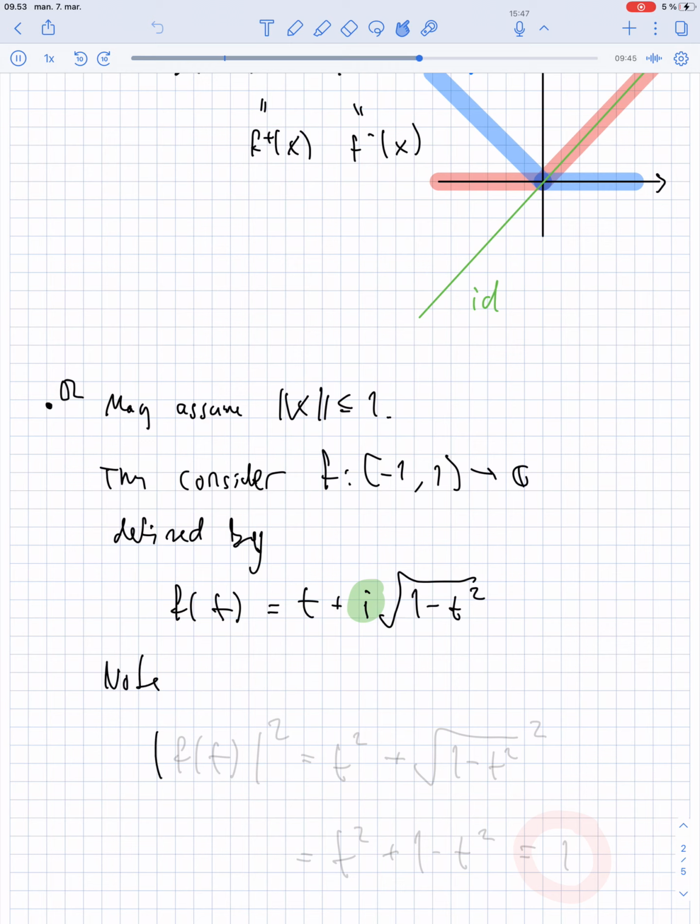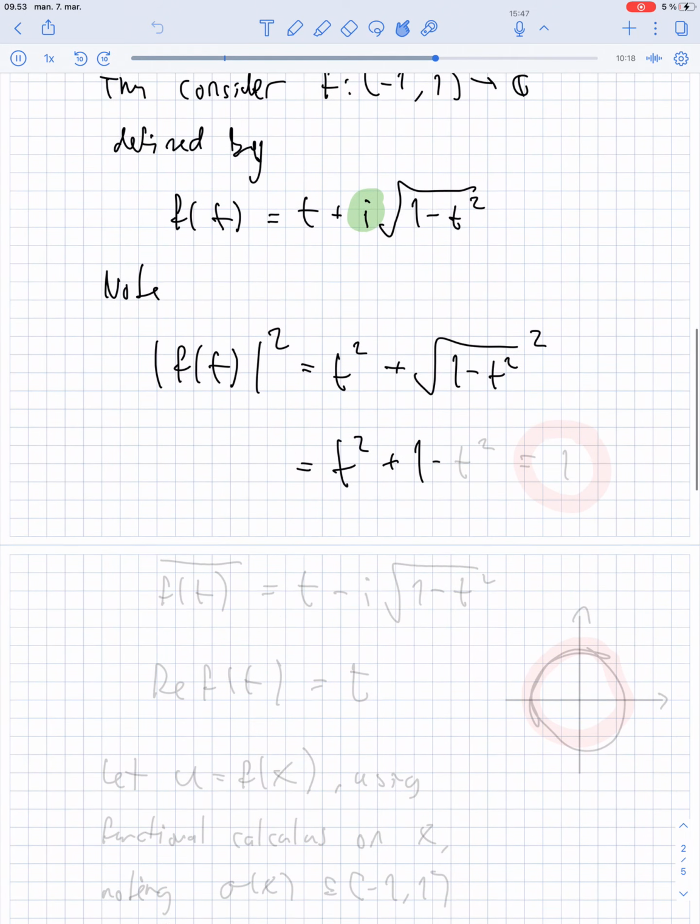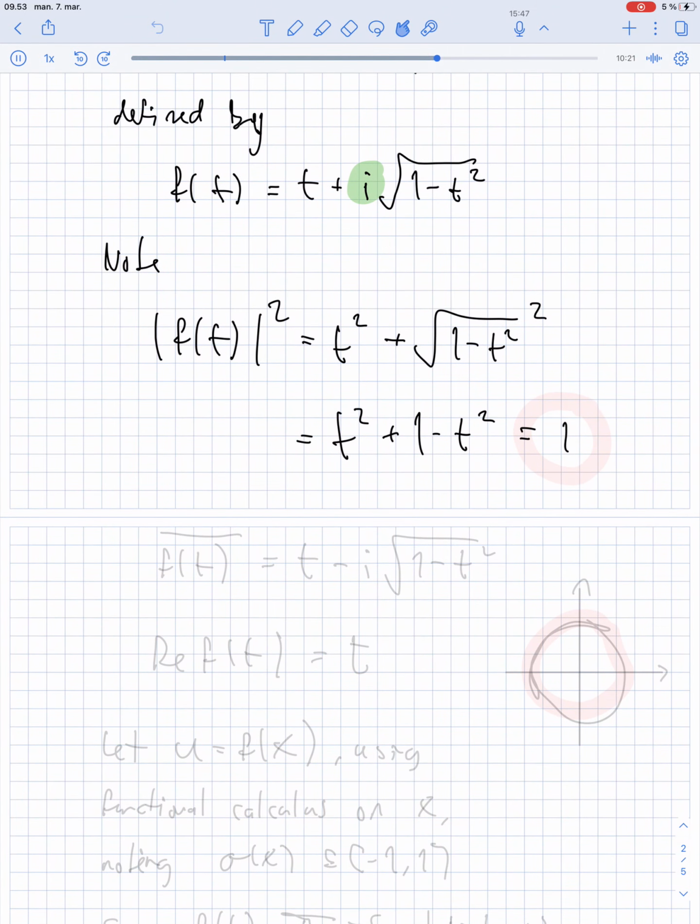Then let's note that the absolute value of f of t, or the modulus, let's say squared, is just the square of the real part plus the square of the imaginary part. And then this, of course, just becomes t squared plus 1 minus t squared, which is a positive number because t is between minus 1 and 1. So when I take the square root and square, I come back again. Right? So that's just 1 minus t squared, and this becomes 1. And also, I can note that the complex conjugate of f of t is t minus i times the square root of 1 minus t squared.